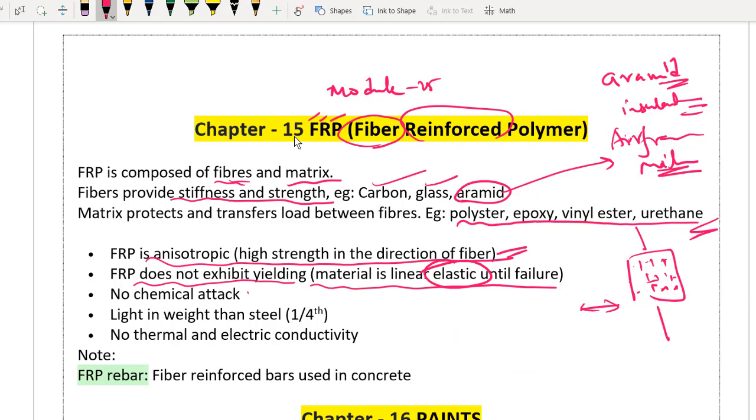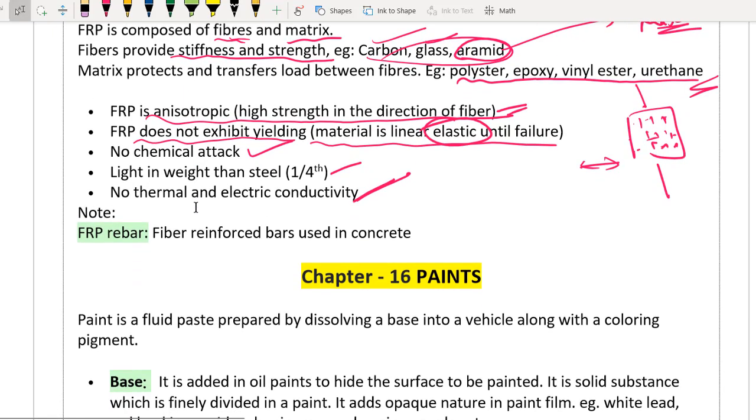So again it also has good chemical resistance. It is light in weight because steel is heavy. Carbon is obviously lighter compared to that of steel. Agreed or not? So it is light in weight and no thermal and electric conductivity. So it will not conduct any electricity through it and it is very good insulation for high temperatures. So you can ask, sir, why are we studying this in our building materials? What is the need? See, obviously in building materials we do concrete, right?